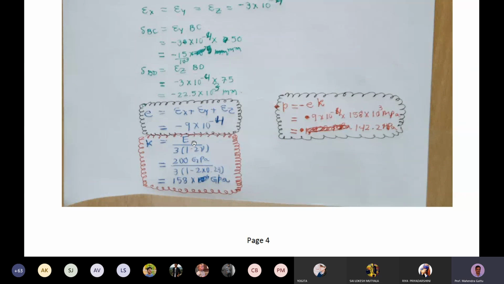The bulk modulus K, applying the formula E by 3 of 1 minus 2 nu. So nu is 0.29 and E value 200 GPa. So we're getting 158 GPa. So we can get the hydrostatic pressure, P is equal to minus e into K. So e is minus 9 into 10 power minus 4. So minus and minus will become positive, and you multiply with K. 158 GPa we are writing as 158 into 10 power 3 megapascal. If you do the multiplication, you will get 142.2 megapascal.